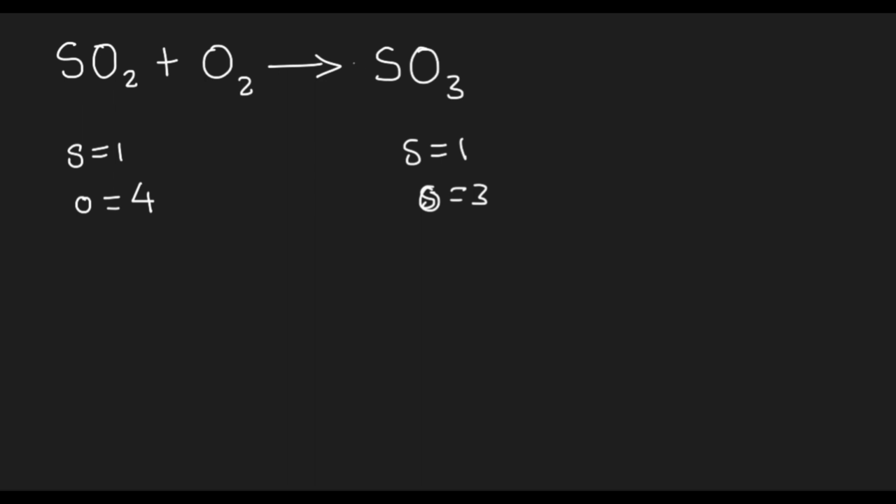So let's put a 2 in front of sulfur trioxide, so that we have 6 atoms of oxygen in sulfur trioxide. Then 2 atoms of sulfur, we can also just put 2 in front here, so that we have 2 times 2, 4, plus 2, we have our 6 atoms of oxygen. Then our equation is balanced.